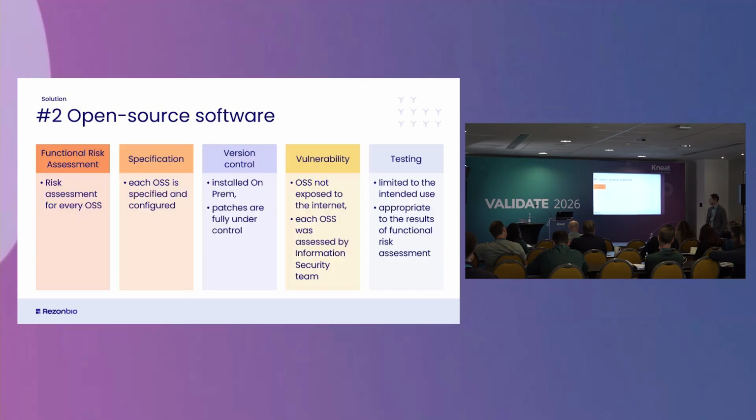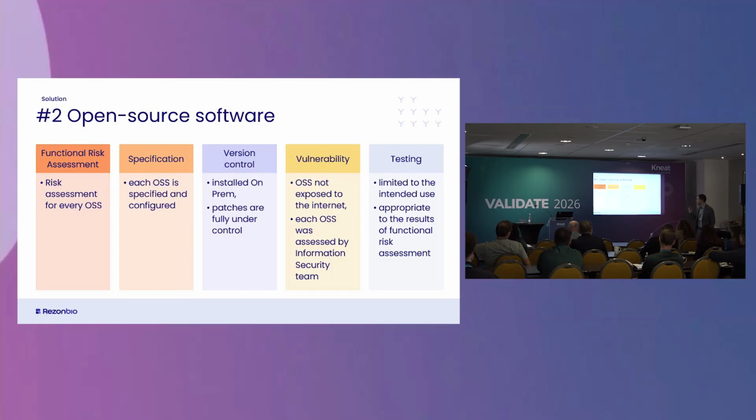So what did we do? Functional risk assessment, risk assessed for every open source software that we used. Specification: each open source software is specified and configured. Version control: installed on-prem, patches are fully under control.